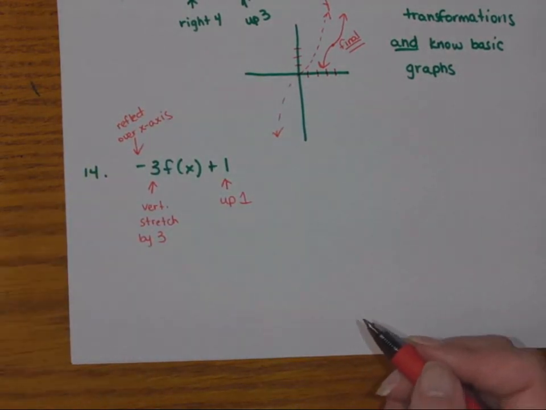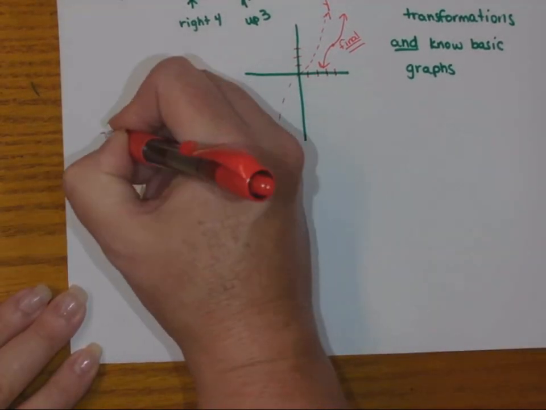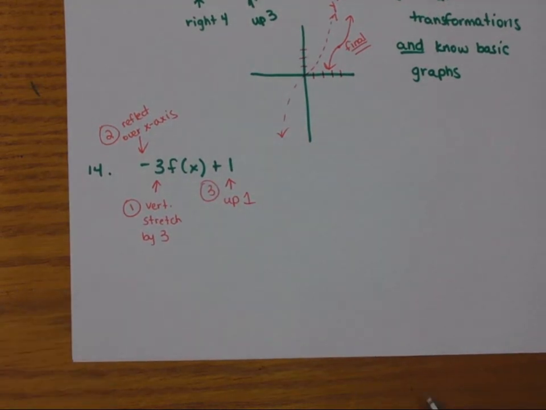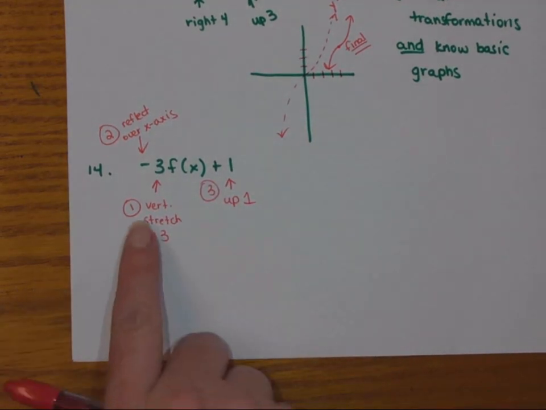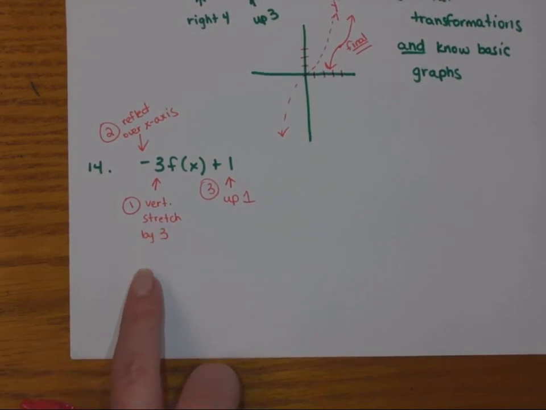And remember, we work from the inside out. So this is the first thing, this is the second thing, and this is the third thing. Vertical shifts are always the very last. So you could literally do something like this on your test where you just say what happens and then number them one at a time. So we would literally do that.